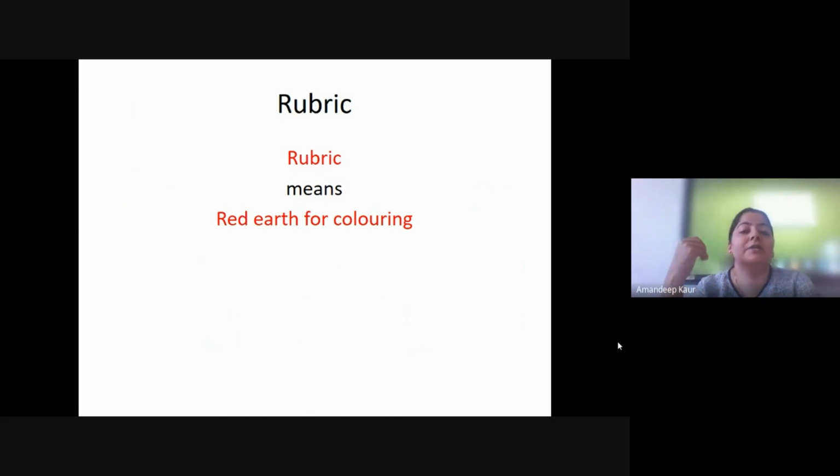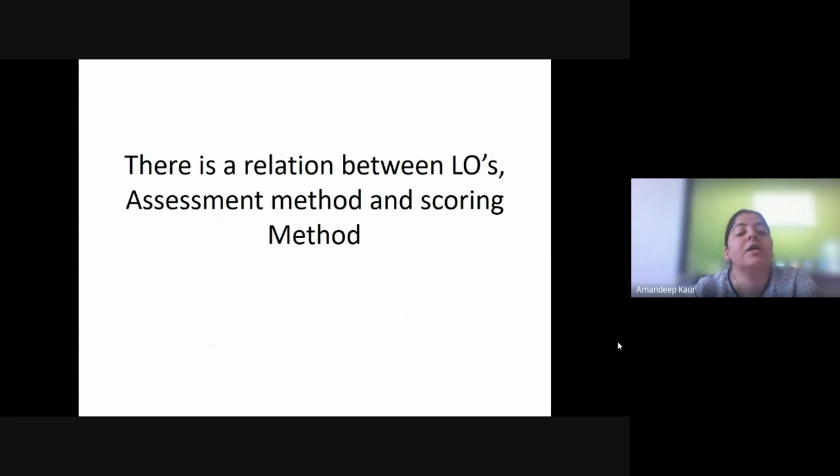way of learning. So one such tool that helps us to design these kinds of assessment practices is the rubric. Rubric is again a Latin word. The meaning of this particular word is red earth for coloring. So when we are designing a rubric sheet, what is the base? On the basis of what are we going to design these assessment criteria?